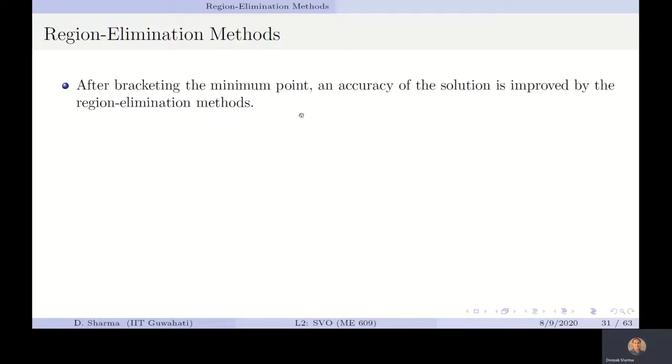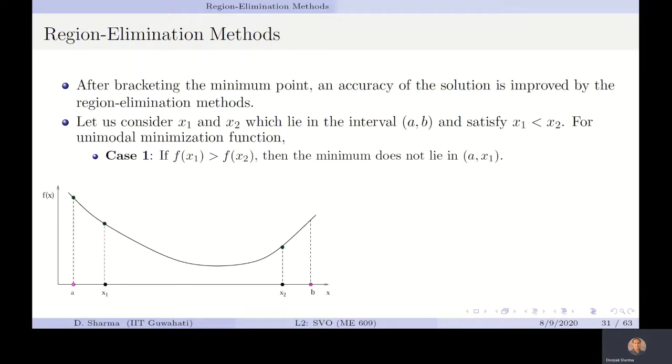Let us begin with the region elimination method. So what we have found is that the bracketing methods can help us to bracket the minima. However, the range given by the bracketing method is not so good. So in order to improve the accuracy, we generally use region elimination methods. There are some cases according to which we eliminate the region.